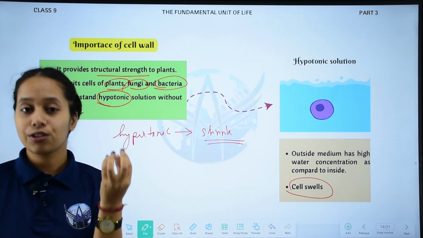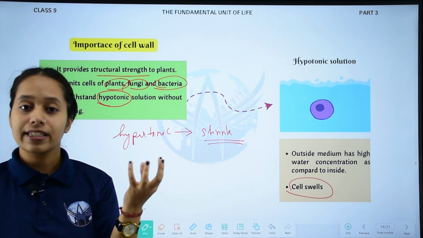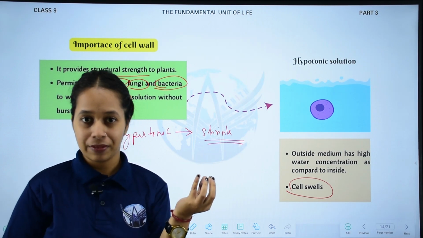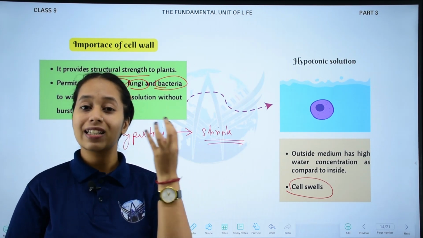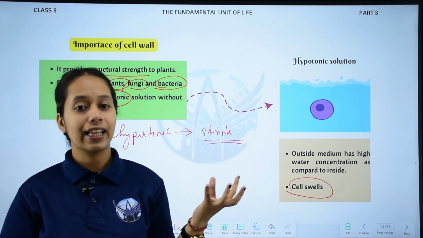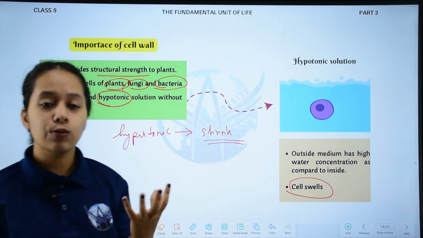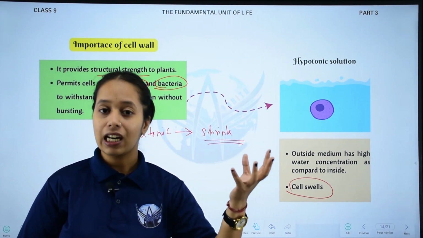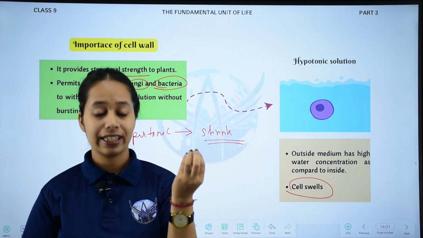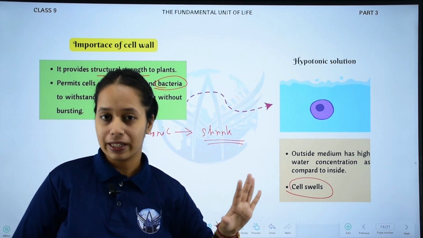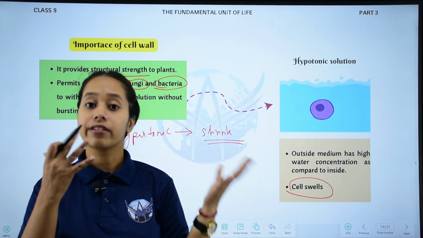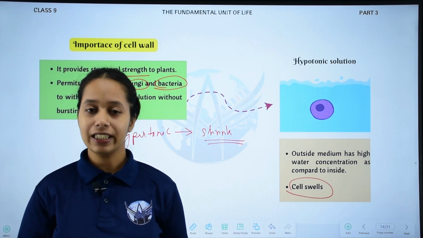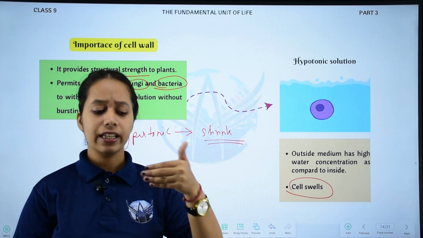When the cell shrinks, the inside content of the cell and the plasma membrane or cell membrane will shrink. But the cell wall is a rigid structure. It is not flexible like the cell membrane. So the cell wall will not shrink. Only the cell membrane along with the cell content will shrink. The cell wall will remain in its place because it is made up of cellulose and it is a rigid complex. Clear? As a result, there will be a gap.